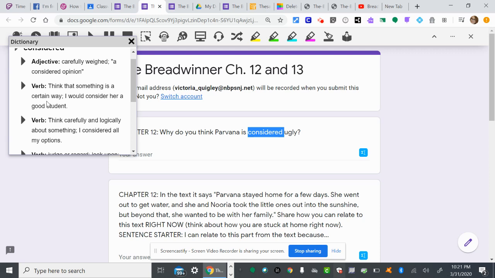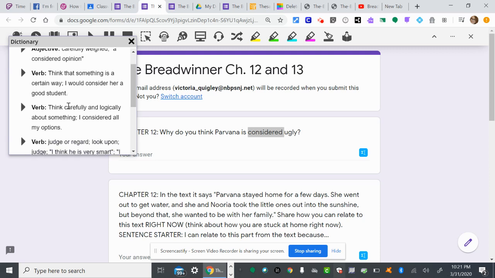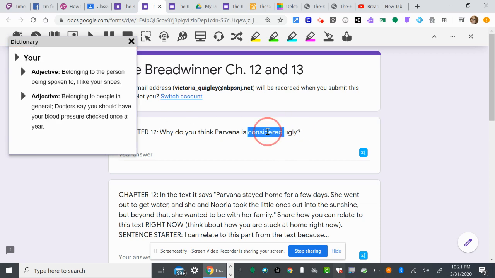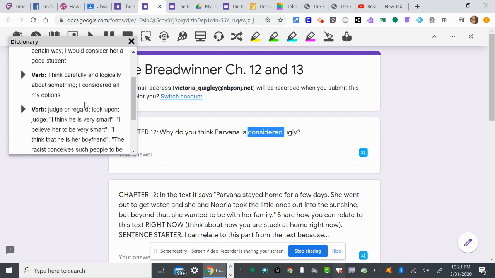And I'm going to read them all until I think I found one that will tell me what the word considered really means. So, carefully weighed, I'm not really sure what that means. Think that something is a certain way. In fifth grade, I think I could know if something is a certain way. So, why do you think Parvana is in a certain way ugly? So, to some people, why is she ugly? But I can keep reading.